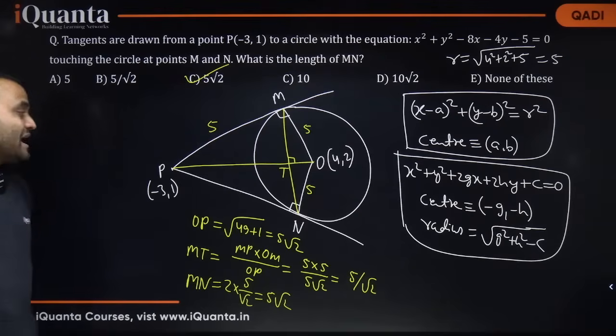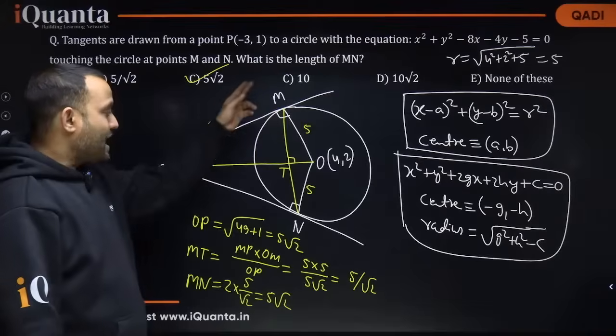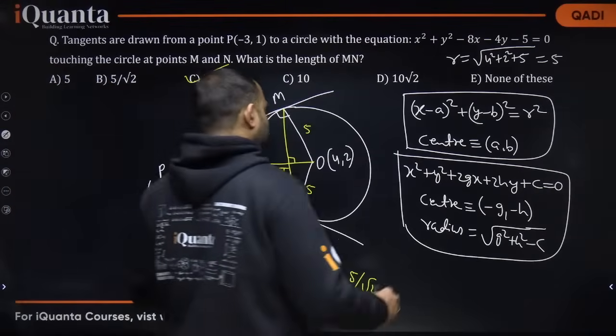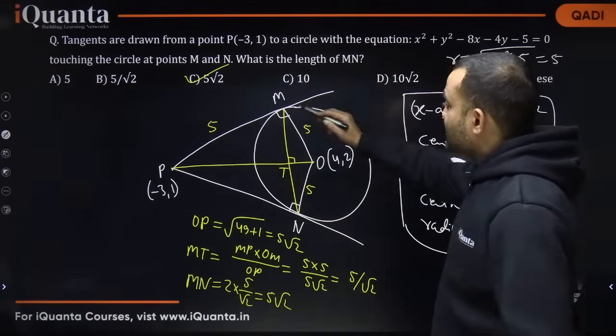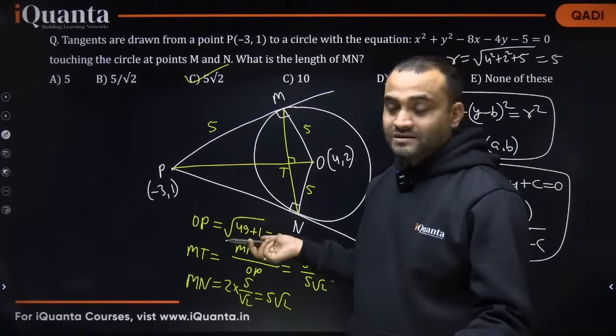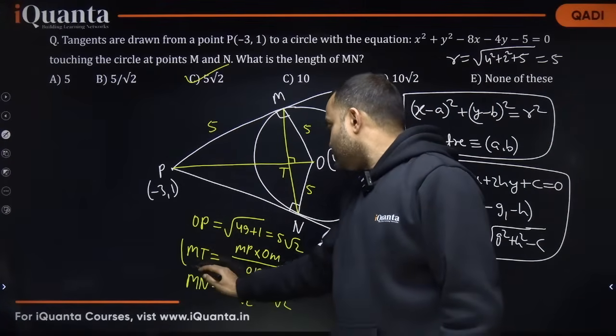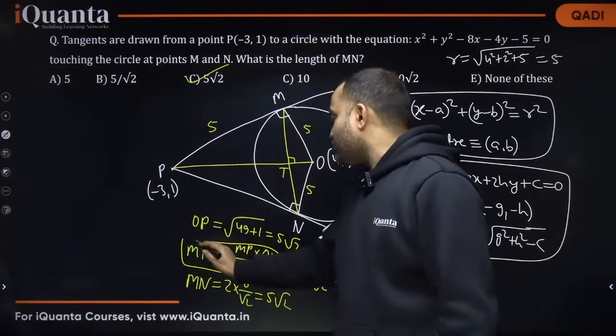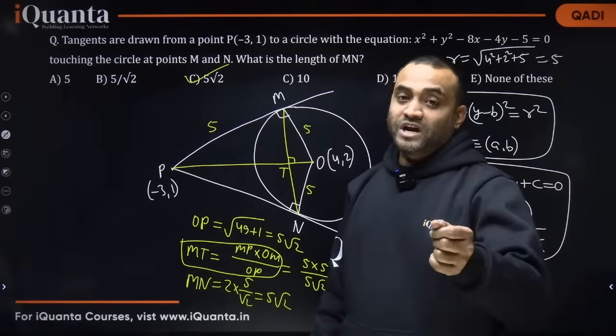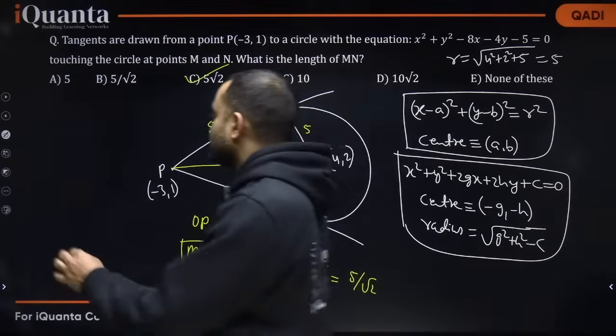How did we find MT? In any right angle triangle, PMO is a right angle triangle. So this is how you find the altitude to the hypotenuse. This we have discussed in the last class.